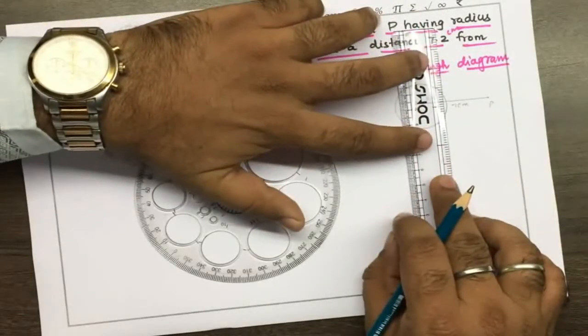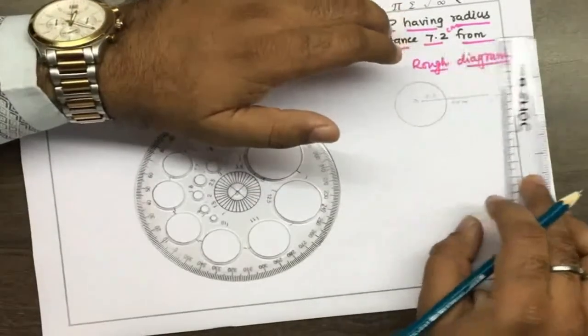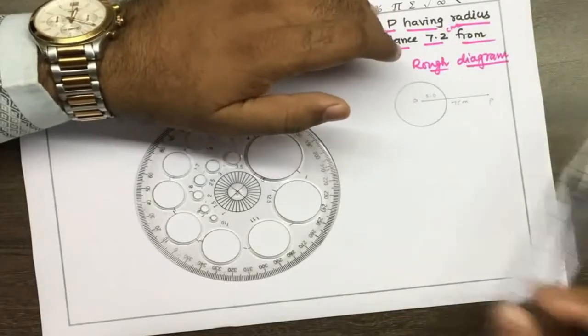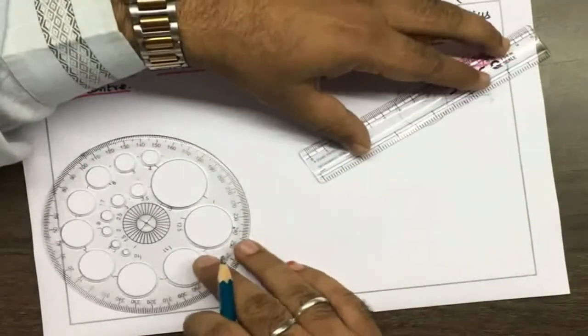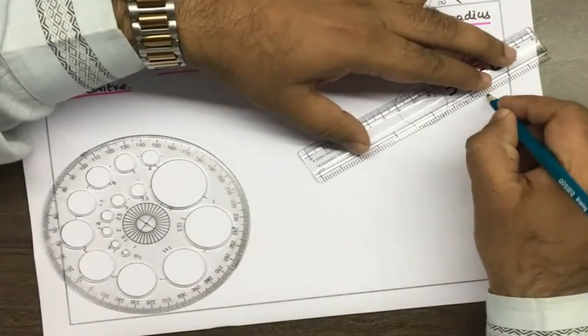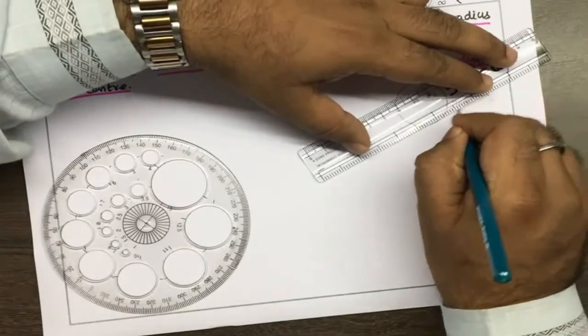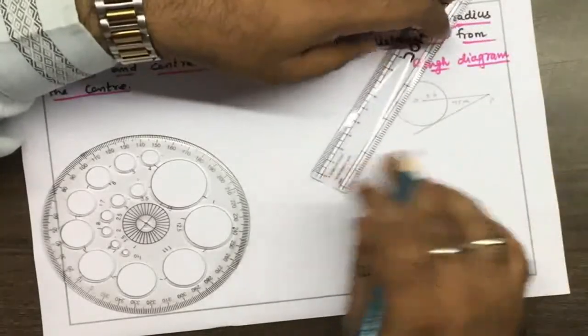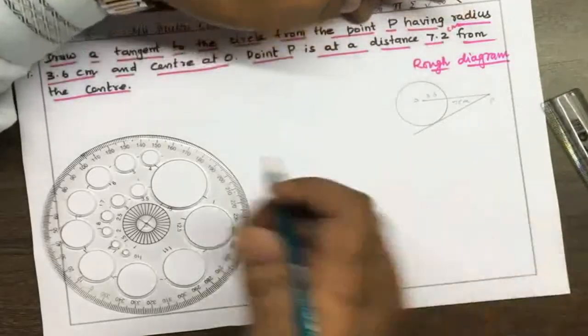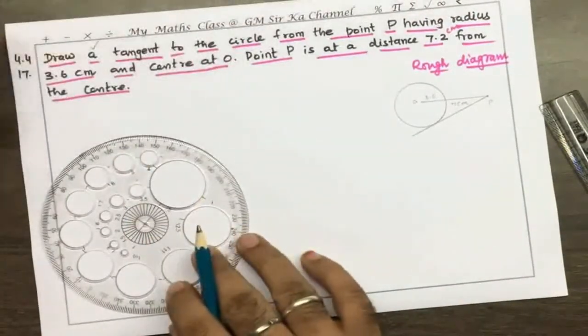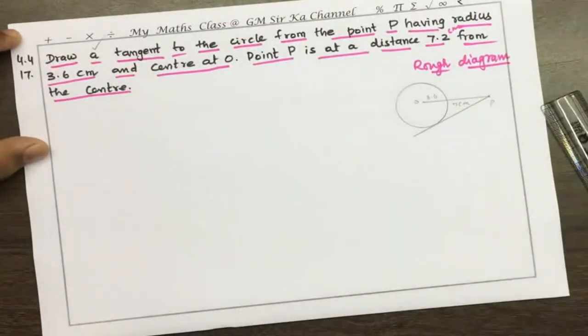So we have to draw the tangent from point P to the circle. A tangent is enough. We can also draw two tangents, but it is given a tangent, so we have to draw the tangent from the external point.